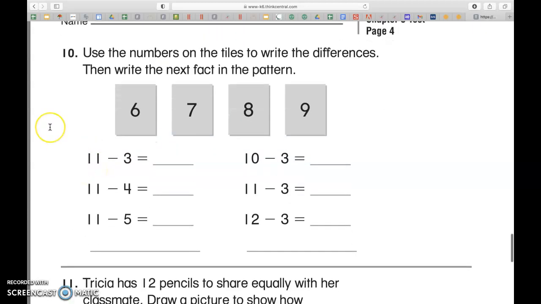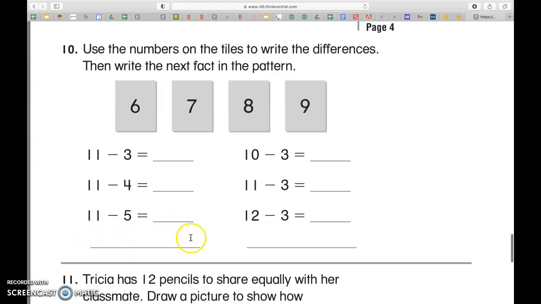Number 10, use the numbers on the tiles to write the differences. Then write the next fact in the pattern. So you have tiles 6, 7, 8, and 9. 11 minus 3 equals answer. 11 minus 4 equals, put your answer there. 11 minus 5 equals, put your answer there.